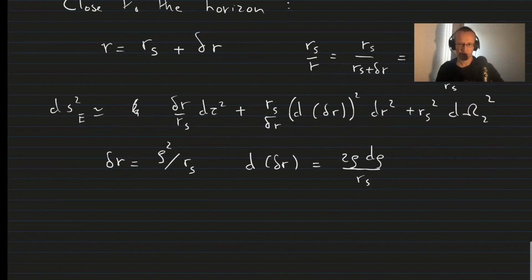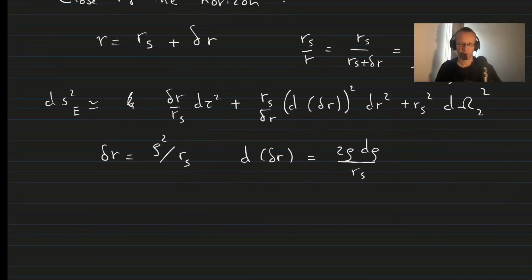So then if we concentrate on the first two terms in the metric, because the last two are constant anyway, then our metric becomes rho squared over Rs squared d tau squared plus 4 rho squared over rho squared, which cancels. Then we have d rho squared. And then we have Rs squared, both in the denominator and the numerator. So this is the final answer.